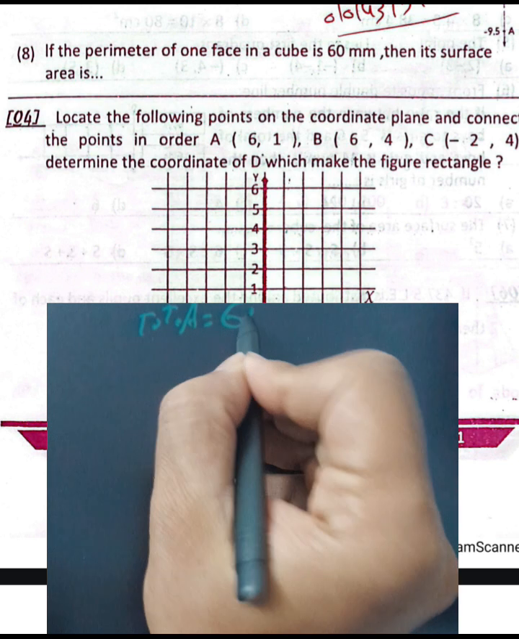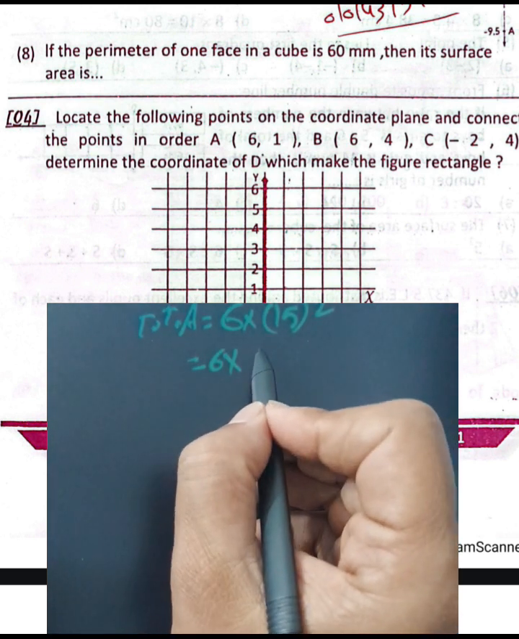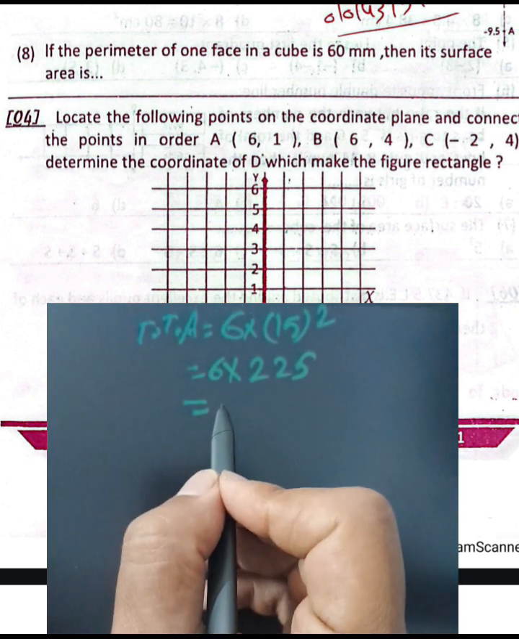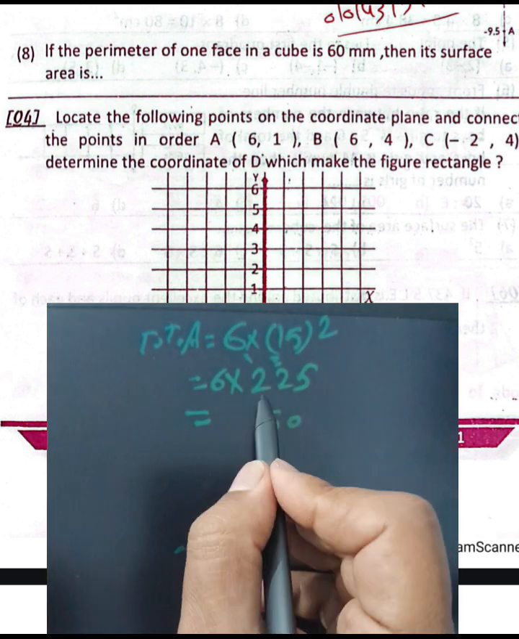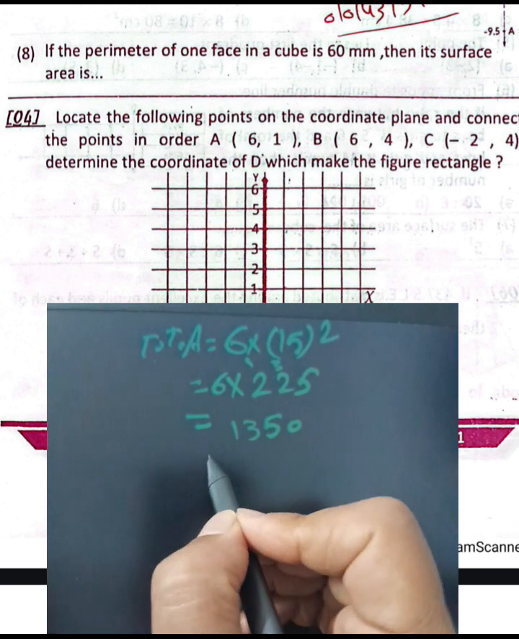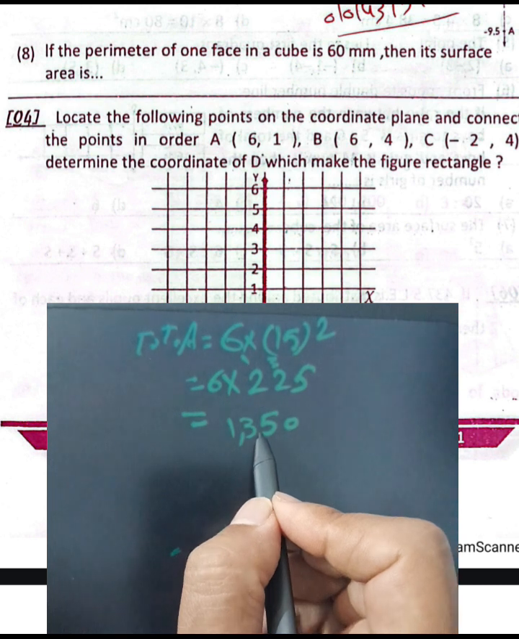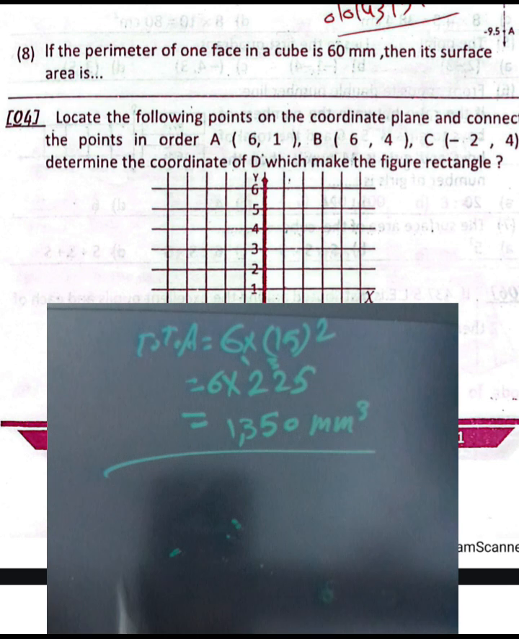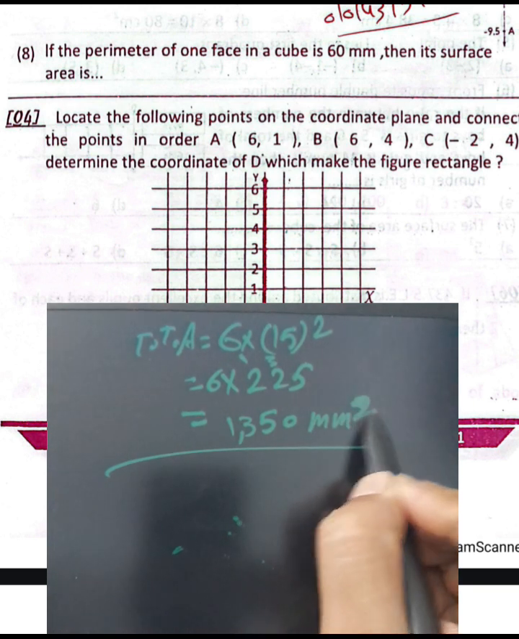Then the total area will be 6 times 15 squared. 6 times 15 squared will be 6 times 225. 6 times 5 equals 30, right? Write 0 and carry 3. 2 times 6 is 12 plus 3 equals 15. Write 5 and carry 1. 2 times 6 equals 12 plus 1 equals 13. Then the result will be 1350 square millimeters. It's the total area, square millimeter.